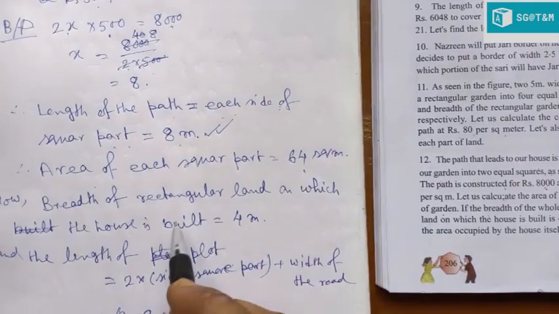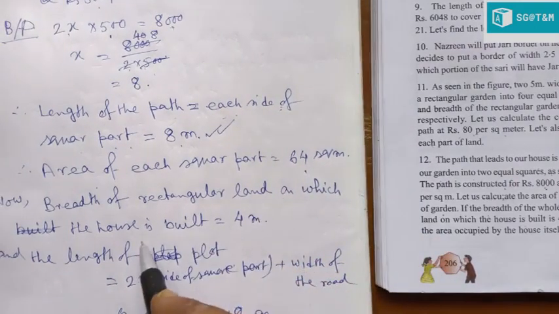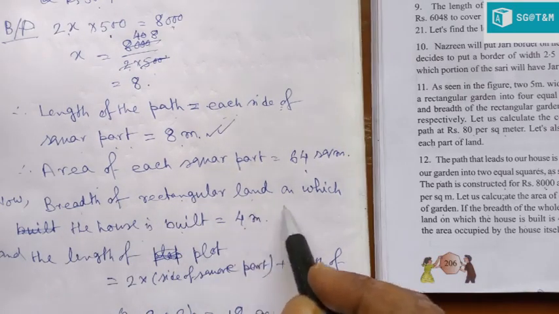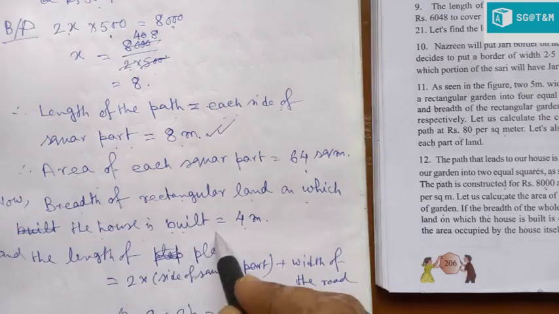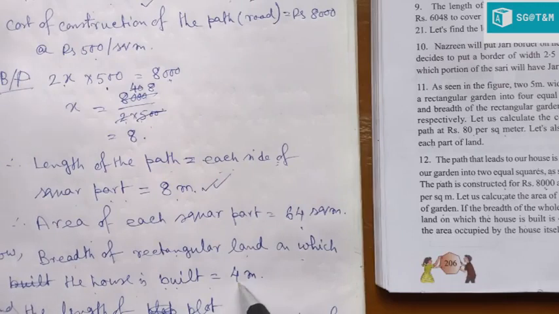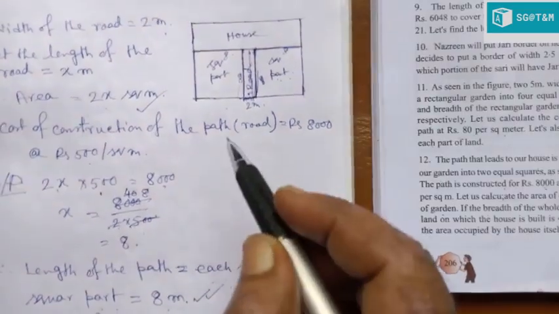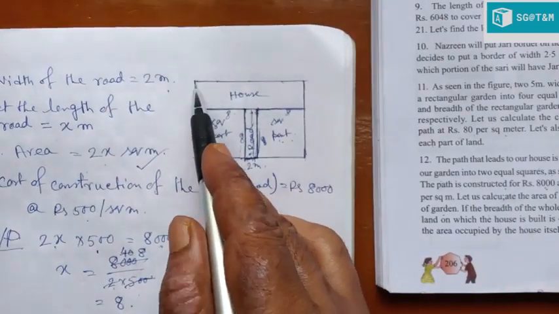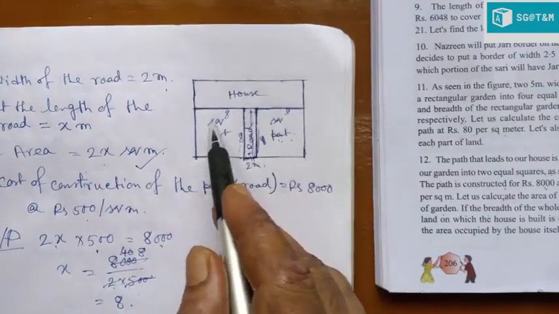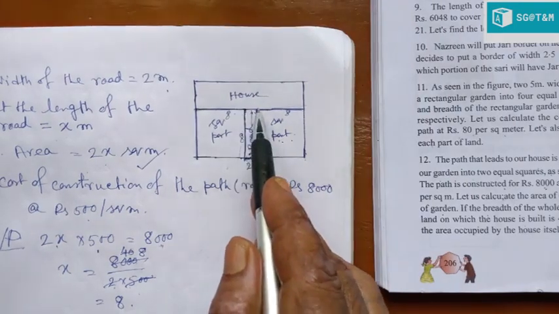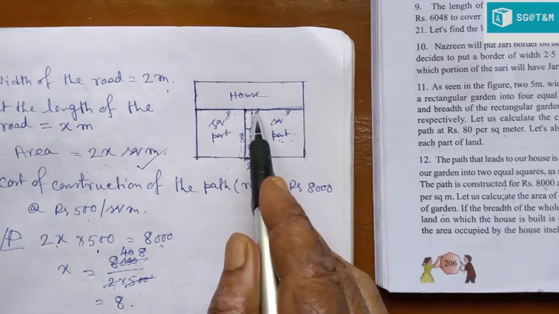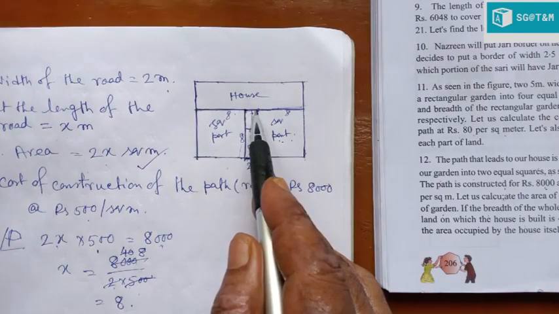Now the breadth of the rectangular land on which the house is built is 4 meter, given. That means this width is 4 meter. And this length, how much? This is 8 meter, this is 8 meter. 8 plus 8, 16, and the width of the road is 2. 16 plus 2, how much?